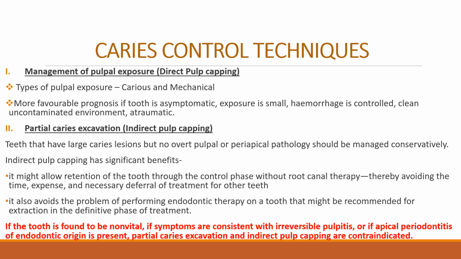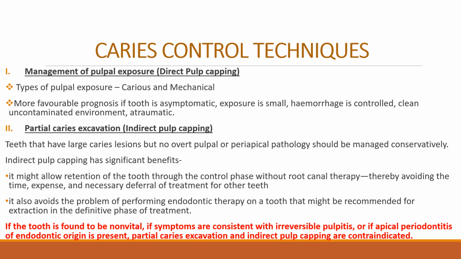There are various phases of treatment. Non-operative and operative treatments are usually completed in three phases: control phase, definitive treatment phase, and then maintenance reassessment phase. So here, some tooth might go for extraction in the definitive phase of treatment. So it's better to just do indirect pulp capping in them.